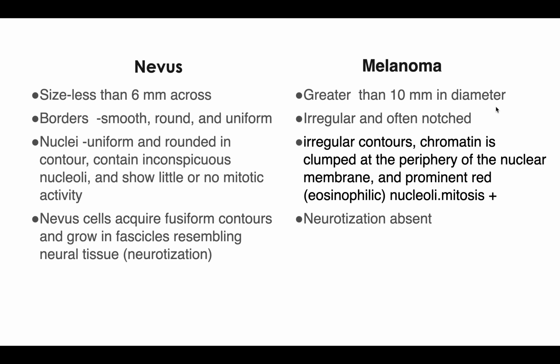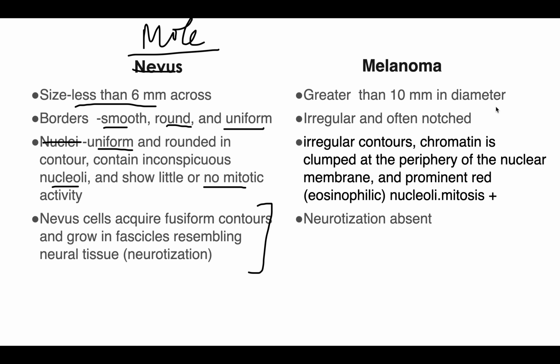Now, what is the difference between a nevus and a melanoma? Briefly we have discussed, but just to revise: nevus means a simple mole, and its size is mostly less than 6 mm. The borders will be smooth, round and uniform. Then the nuclei will be round and uniform, no mitosis will be present, no nucleoli will be present. And I will explain the last point later on.